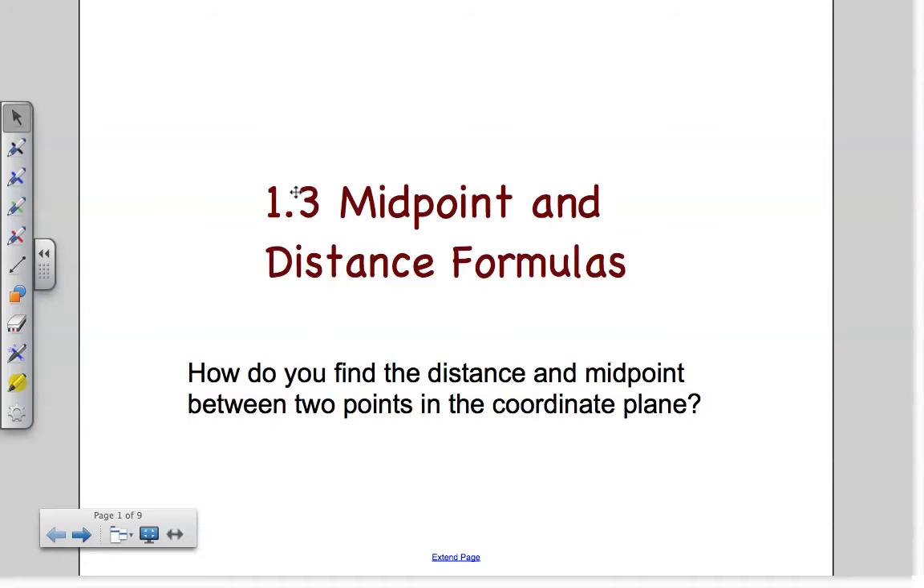In section 1.3, we're talking about midpoint and distance formulas. This is actually something that we discussed right at the end of the year in algebra, but it's really important for geometry. We're going to talk about some of the aspects of midpoint and distance formula with geometric figures.